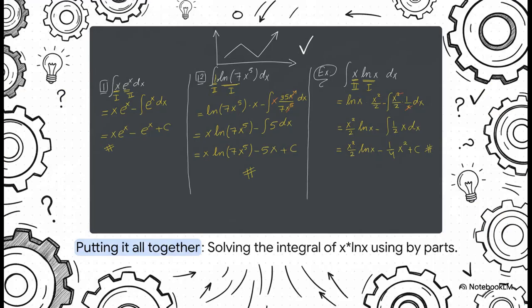Look at this problem, the integral of x times the natural log of x. None of our other tools can touch this thing. But with integration by parts, we can choose our u, find our dv, find all the pieces, and plug them in. And look what happens. We trade our original hard problem for the integral of 1/2 x dx, which is incredibly easy. And just like that, a problem that seemed impossible is now solved.